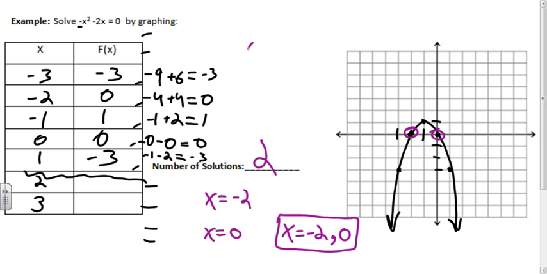Now notice how it isn't parentheses -2, 0. That's a coordinate point. Remember, that's our xy value. We do not want to use that to describe our solution set. This is our solution set, where x is -2 or x is 0.